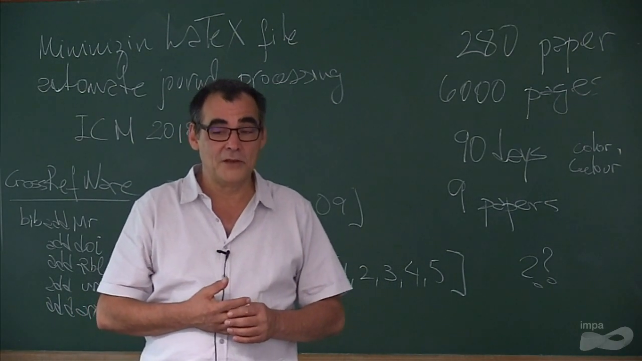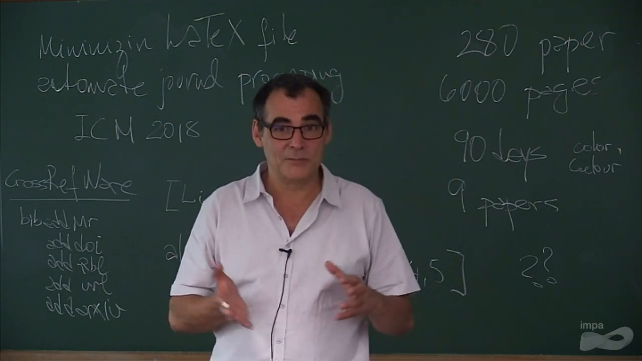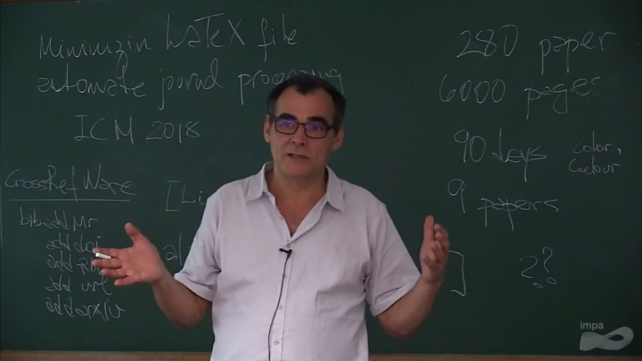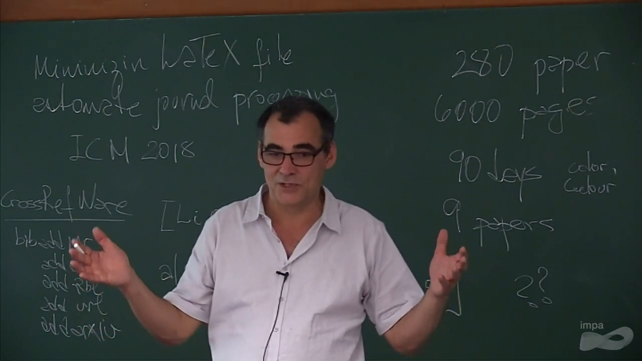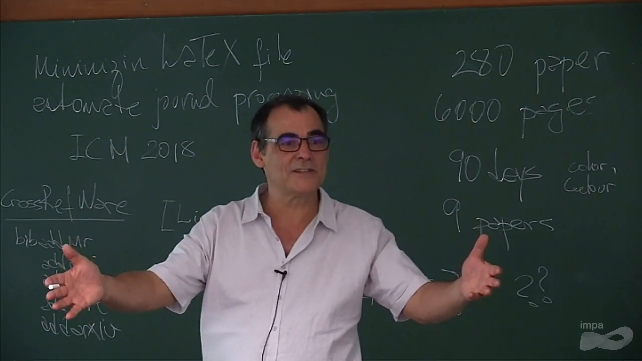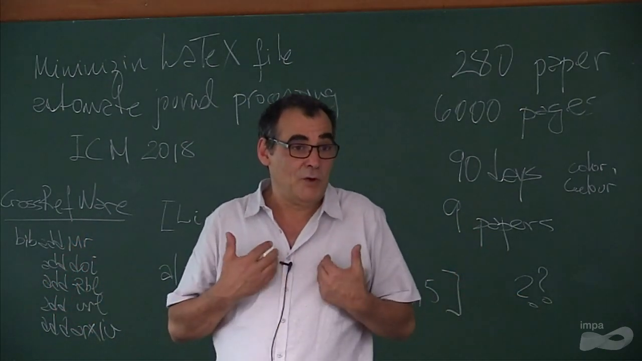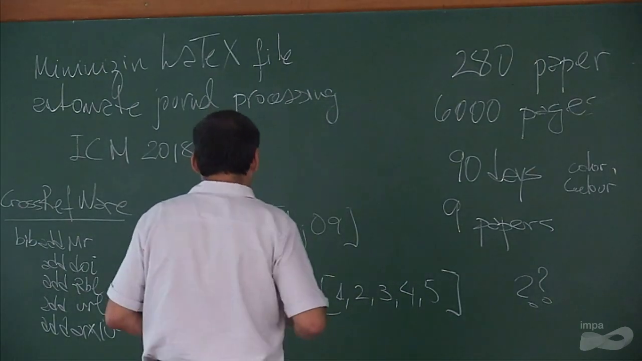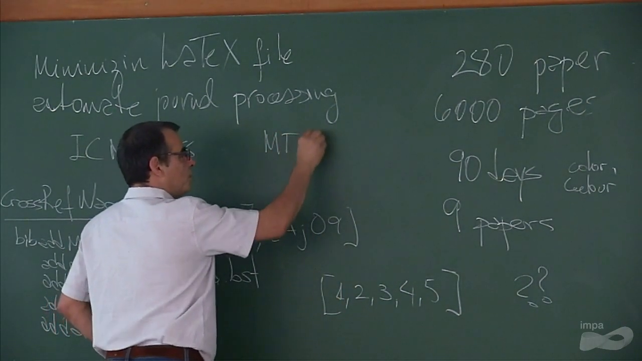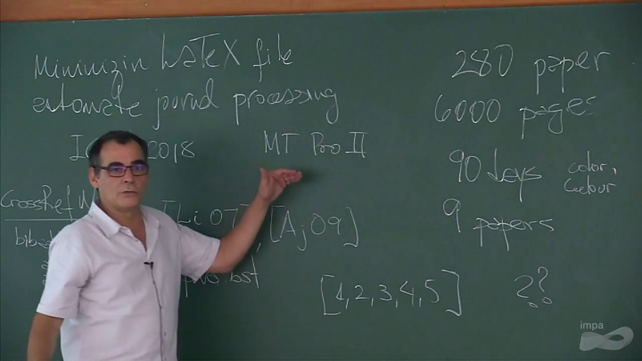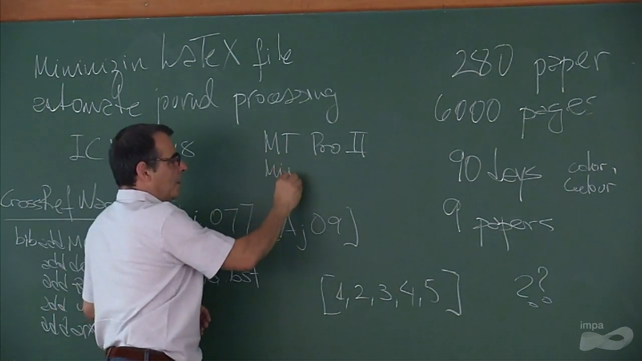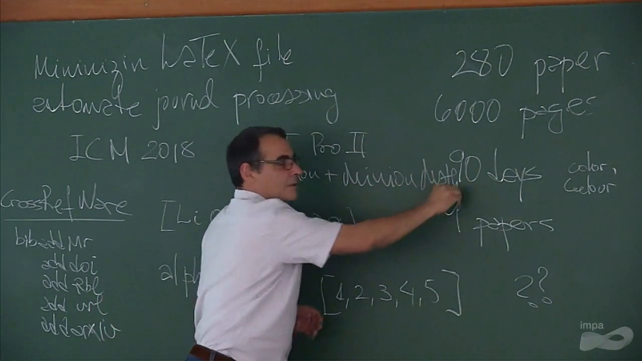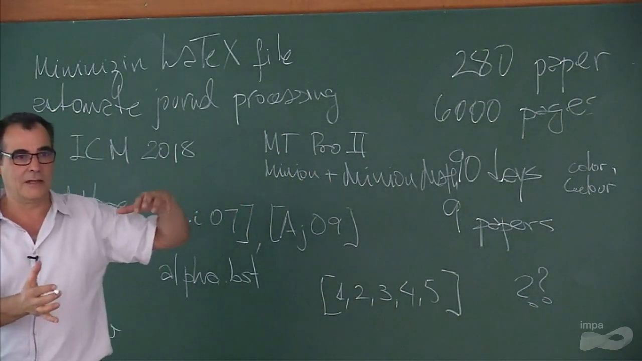You have a file where something went wrong. You have a calligraphic symbol. It's a common complaint in mathematics: I have my calligraphic symbol and it got substituted by this mathssf or whatever. I have my own set of fonts. We do not use Computer Modern. There was a choice of two font sets: one is MT Pro 2, Math Time Professional 2, and another one was Minion Pro plus Minion Math. And those were the front runners in the final choice of fonts.